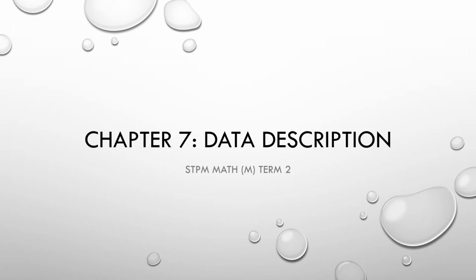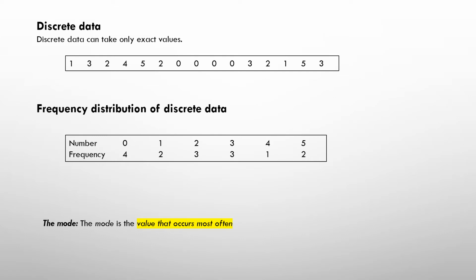Chapter 7, Data Description. For this chapter, you can learn about discrete data and continuous data. First, we'll look at discrete data. And what is discrete data? Discrete data can take exact value. And here are the examples of discrete raw data.